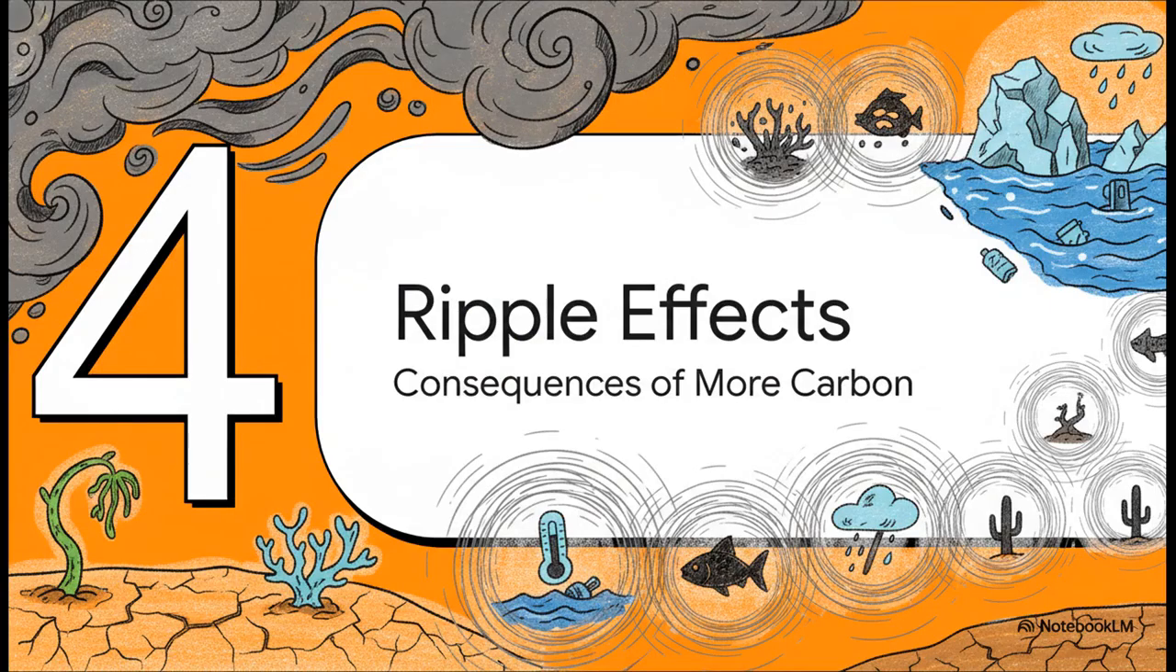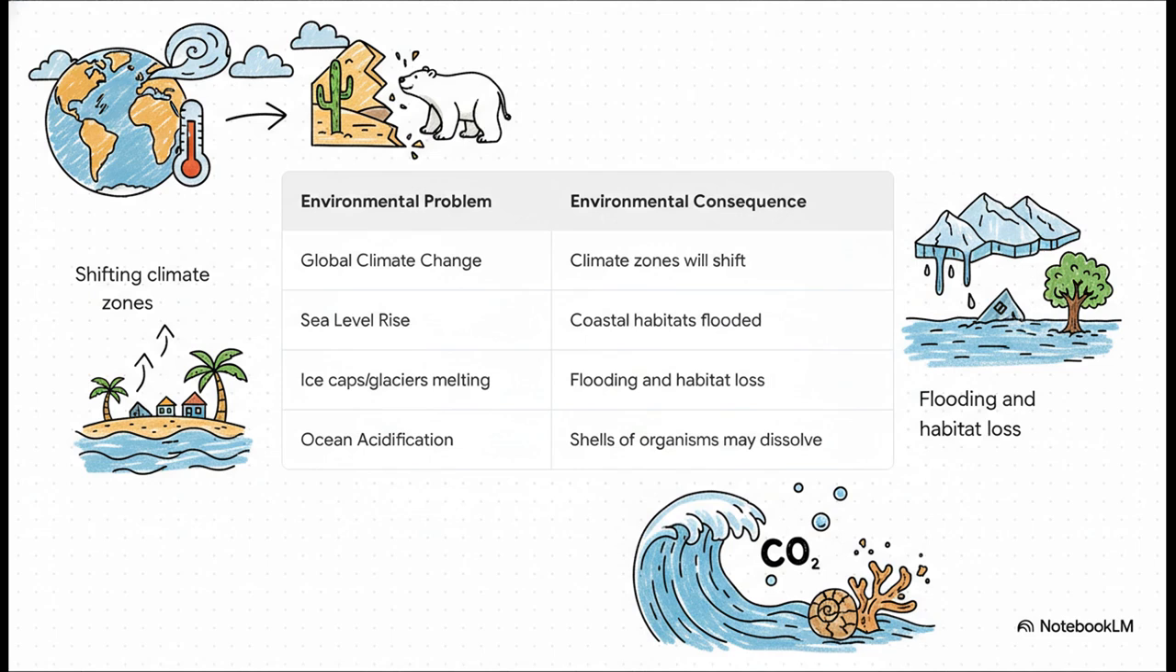So we've tilted the balance. We're adding more carbon to the atmosphere. The big question is, so what? What actually happens when you change the fundamental chemistry of the planet? This section is all about those ripple effects. And the consequences, well, they're profound.